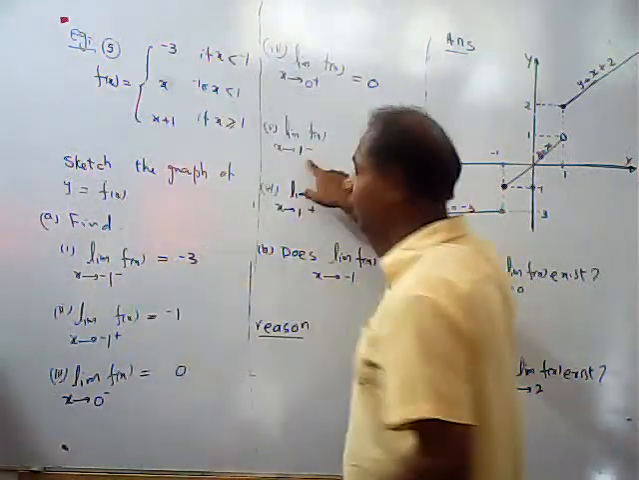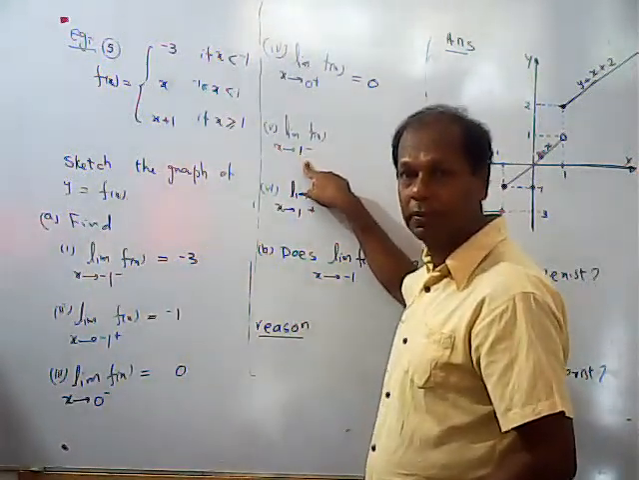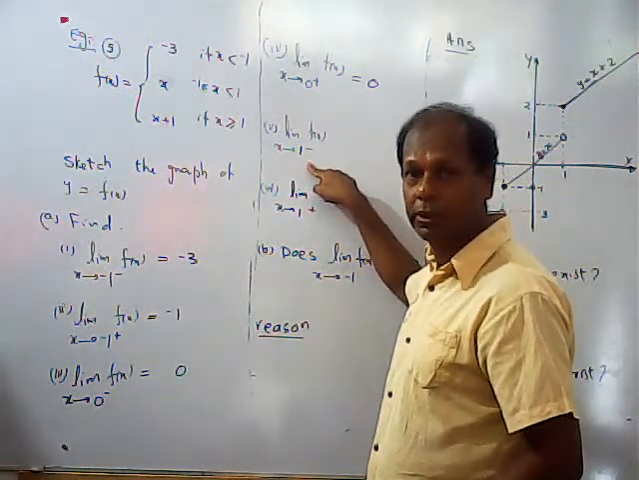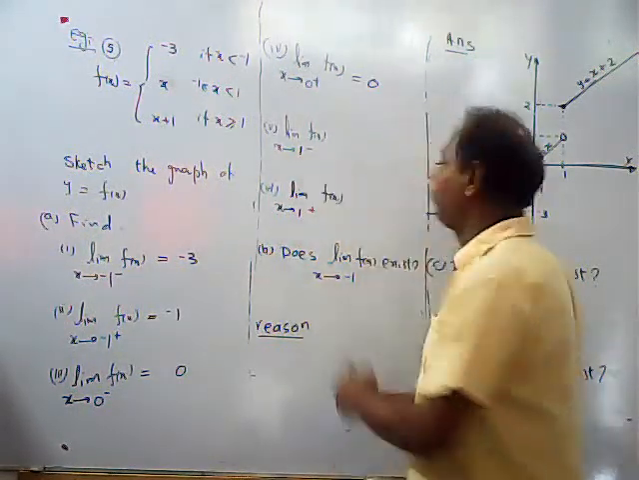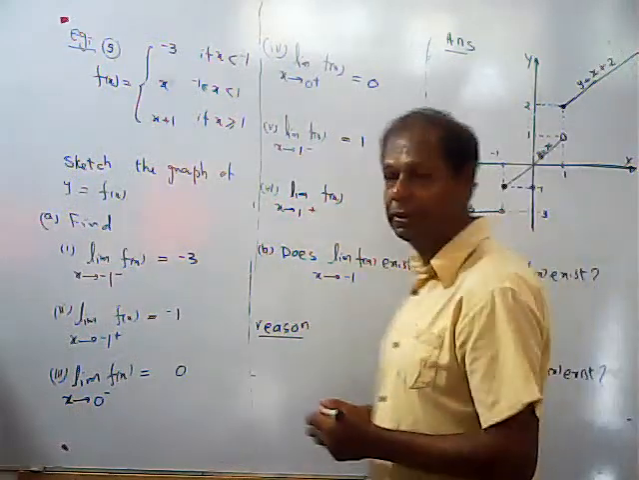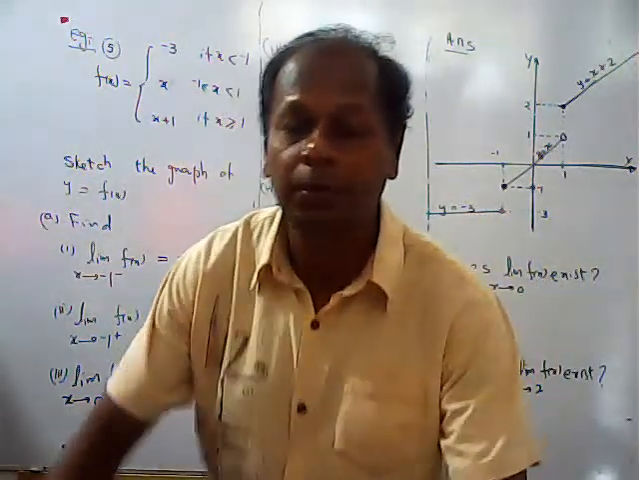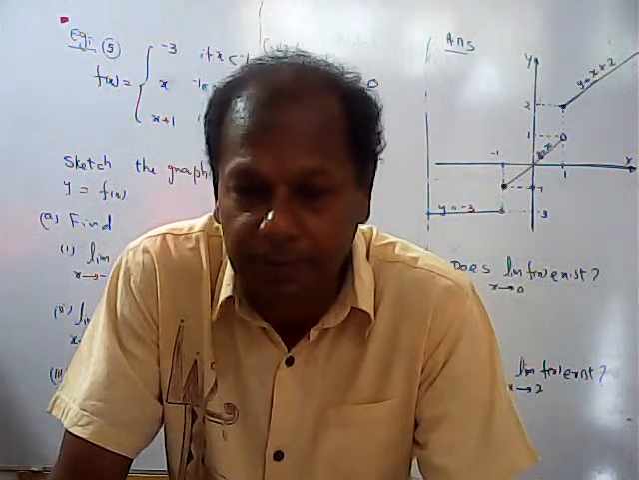I have changed it here. I wanted to ask left limit at 1. Sorry, it was 2 here. Please change it to 1. Left limit at 1 is 1. The answer is correct. Now, right limit at 1. What is the answer?